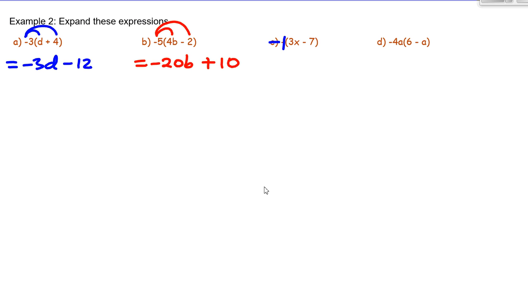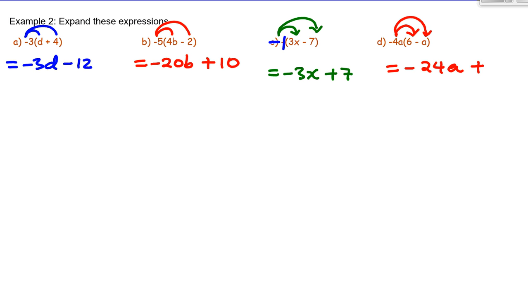Okay, then we'll continue the same thing. Minus 1 multiplied by 3x will be minus 3x. Minus 1 multiplied by minus 7 will be positive 7. Move to the next one. Minus 4 multiplied by 6, that will be minus 24a. Minus 4 multiplied by minus, minus and minus give you a plus, so that will be plus 4a squared.